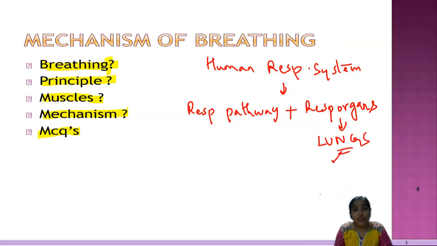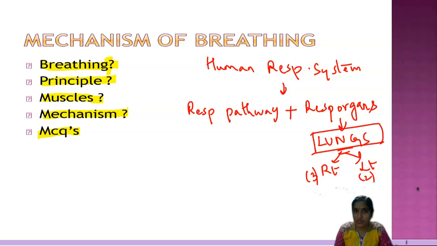Now, the lungs have two lobes, the right lobe and the left lobe. The right lung has almost three lobes and the left lung has almost two lobes. So in total, your lung has five lobes. This does the miracle job of breathing. The respiratory pathway includes your trachea, bronchi, bronchioles, terminal bronchioles, all this. So particularly we are discussing this.